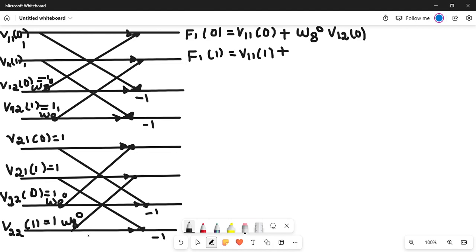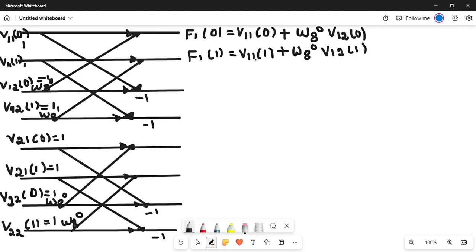Just a minute. Okay. So now here it is plus omega a to the power of 0. Yeah, I could have shown this in the textbook. Plus omega e to the power of 0 into v12 of 1, right?